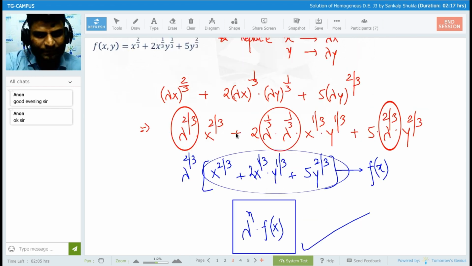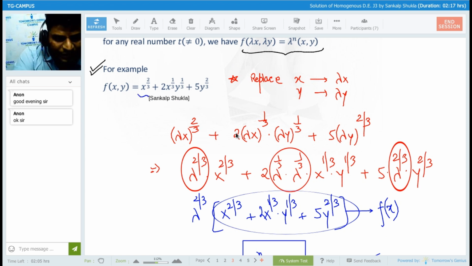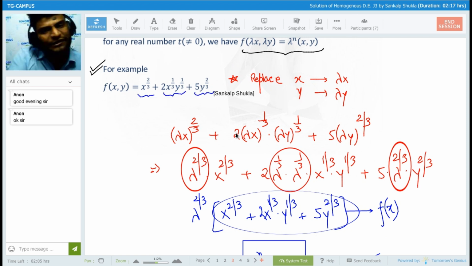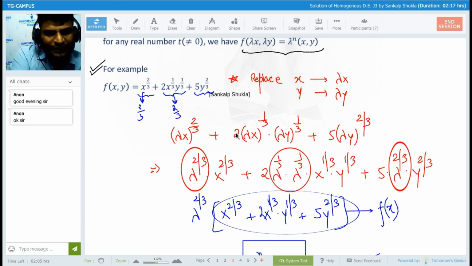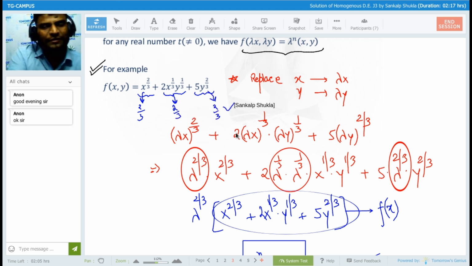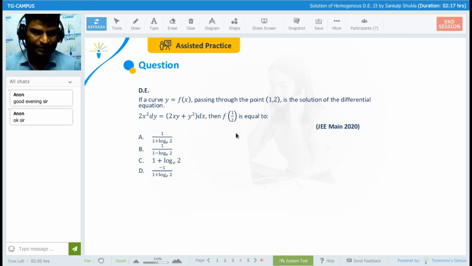Now the trick part: just analyze each term and collect the total power, irrespective of x and y. The total power here is 2 by 3. Here the total power is 1 by 3 plus 1 by 3, that is 2 by 3, and here again it is 2 by 3. So if the total power is the same for each term, the equation is said to be homogeneous. As simple as that. So what was the trick? If the total power of each term is the same, then it's a case of homogeneous differential equation. Now we will come to the solution of homogeneous differential equation.